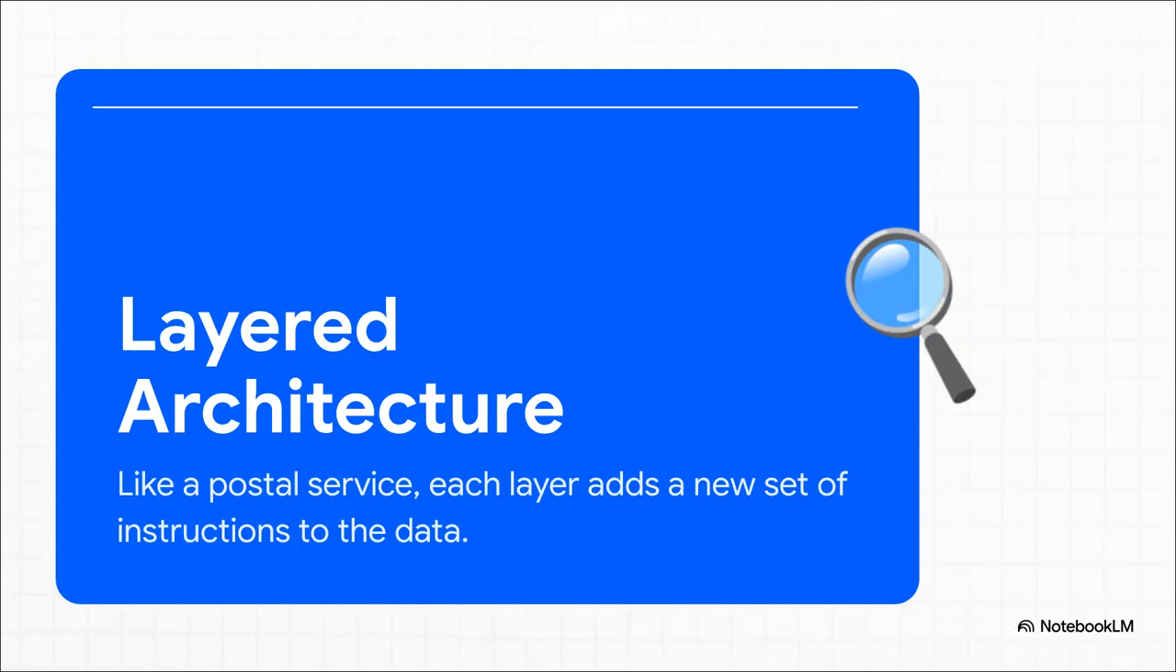The core idea here is layered architecture, and the Postal Service is a perfect analogy. When you send a letter, you don't just hand someone a piece of paper, right? No, you put it in an envelope. That's one layer. You write an address on it. That's another layer. Add a zip code, put on a stamp. Each step is a new layer of instruction. The internet does the exact same thing with your data, wrapping it in all these different layers of digital instructions.